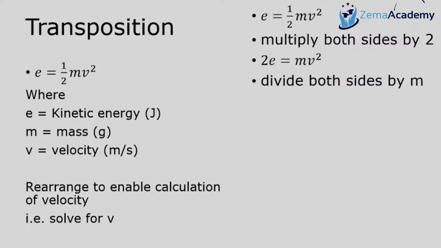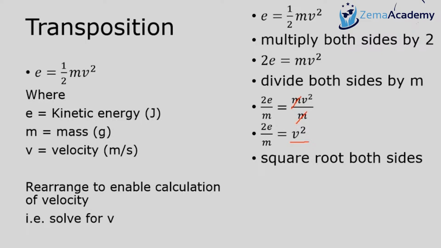I'm then going to divide both sides by that little m, because I know I want the v to be as lonely as possible, so I can work with it and get v by itself in the end. So I get 2E over m on the left and mv squared over m on the right. Those m's cancel, and we end up with 2E over m equals v squared. Now, you'll notice this isn't v, it's v squared, and I want to solve for v. So I have to square root both sides.